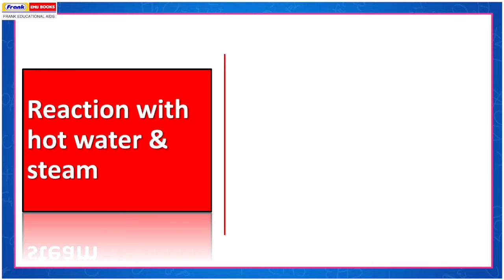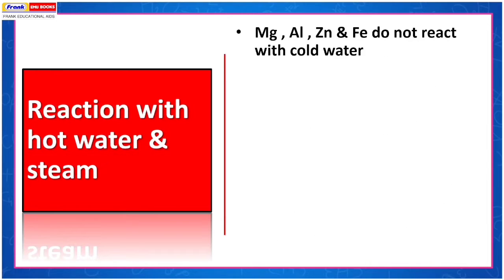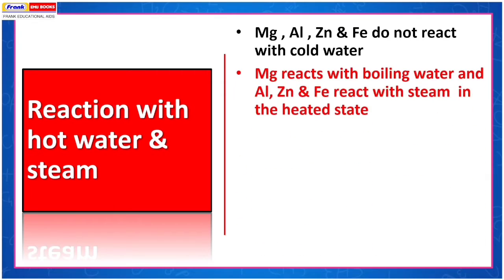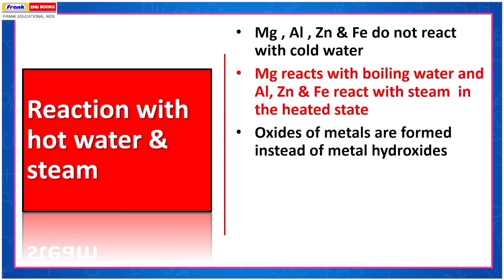Reaction with hot water and steam. Magnesium, aluminium, zinc and iron do not react with cold water. Magnesium reacts with boiling water and aluminium, zinc and iron react with steam in the heated system. Oxides of metals are formed instead of metal hydroxides.